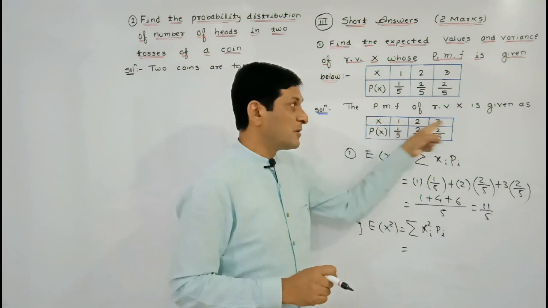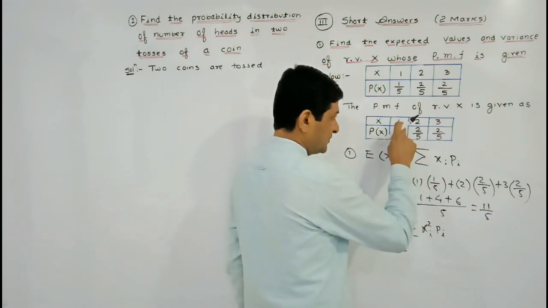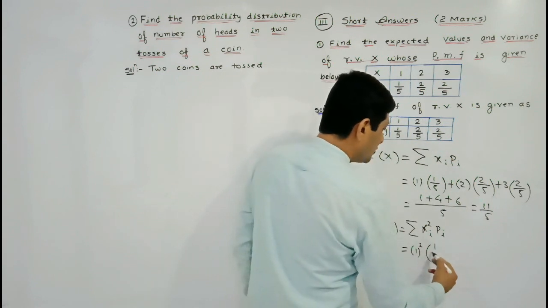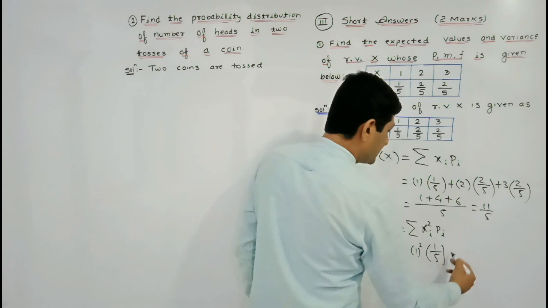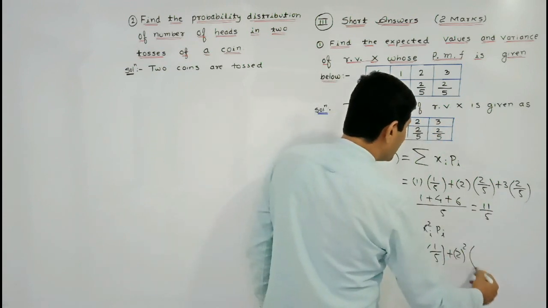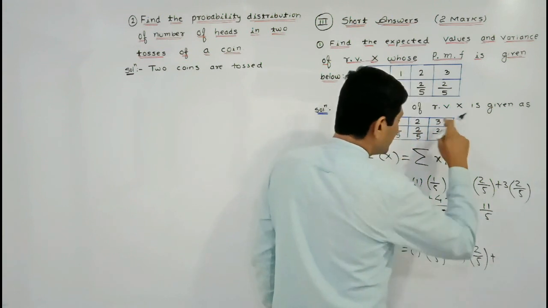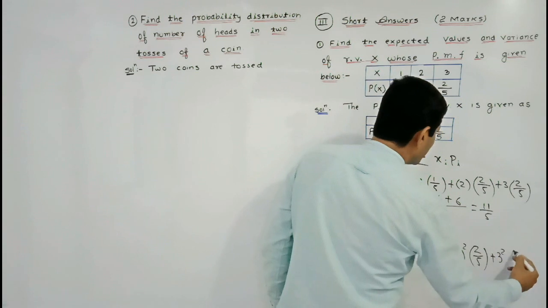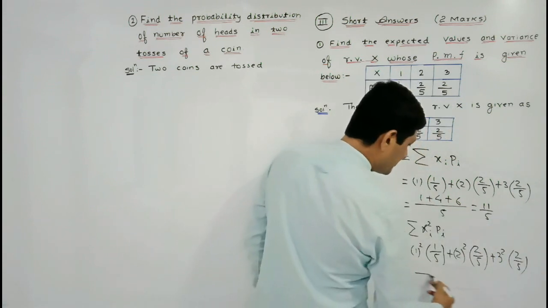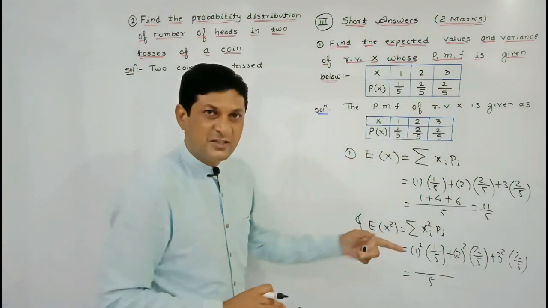So these are the values of the random variable and these are their probabilities. In the first case, square of x means square of 1, so will be equal to square of 1 into 1 by 5, plus then square of 2 means 2 square into 2 by 5, and in the last case what will we get? 3 square into 2 by 5, so which is equal to, here also we can observe that the denominator of all the terms are the same, so simply simplify the numerator.